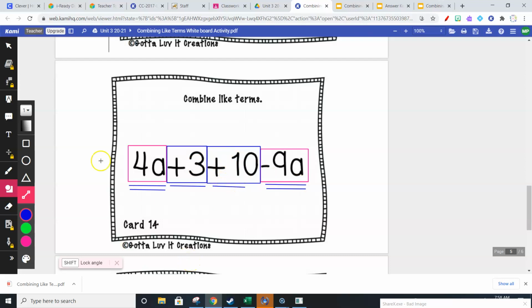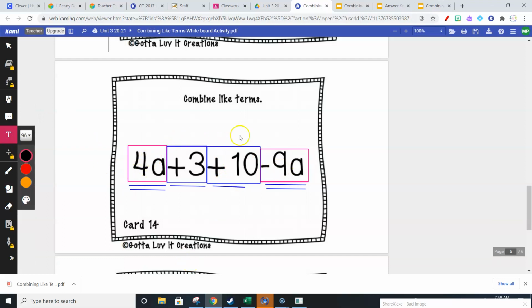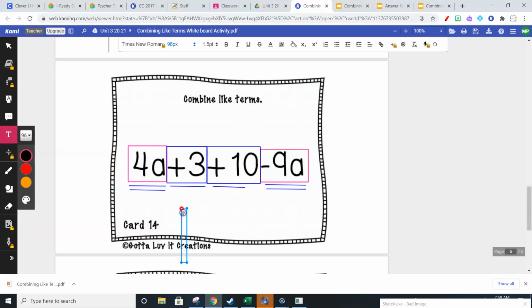Okay, so like I said before, you should have started with the one that had a variable with it. So we have 4 and we have -9. They have different signs, so we're subtracting, and we keep the sign of the greater absolute value. So the 9 has a greater absolute value, so my answer is going to be negative. So I'm going to start with negative.